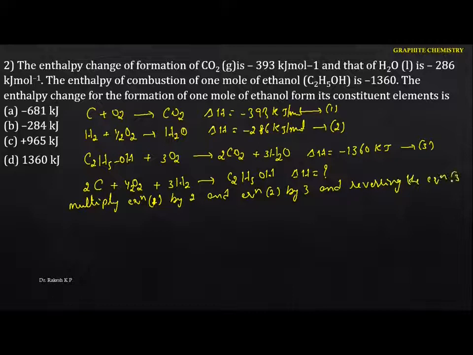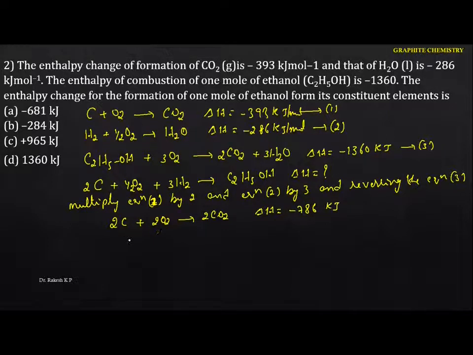So now if you do that one, we are going to get the final equations here. Let me take that one. I'm going to multiply equation 1 by 2. That is 2C plus 2O2, which gives you 2CO2. And when you multiply this, we have to multiply this value also, that becomes minus 786 kilojoules.